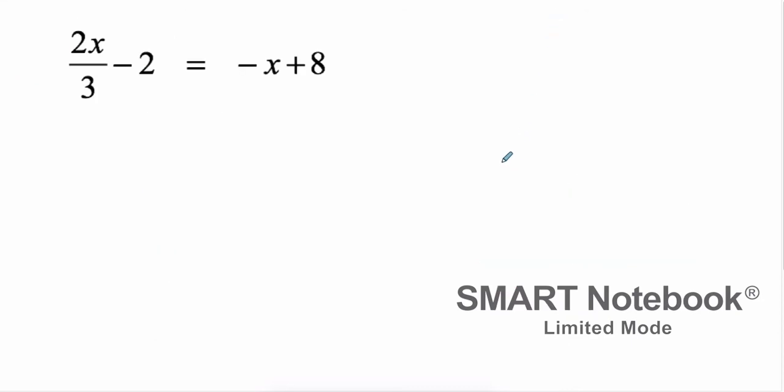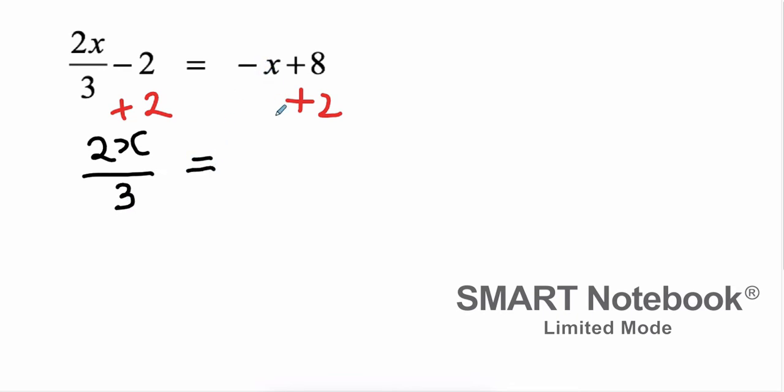Now, in the next example, we can do this in different ways as well. So the first thing I will show you is that we can, for instance, say, all right, can I maybe make it simpler on the left-hand side by adding 2 to both sides? If I do so, adding 2 to both sides, then on the left-hand side, I will have 2x over 3. And then on the right-hand side, I will have negative x and then plus 10.